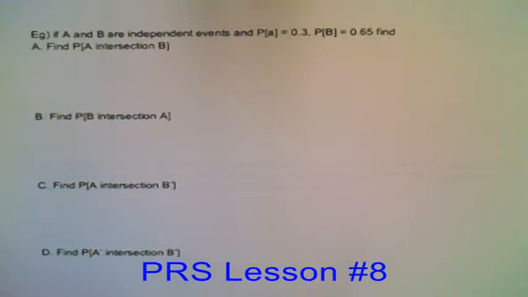If I look at this one, the probability of B intersection A. They're dependent, so that's the probability of B times the probability of A given that B has already occurred. The probability of B is here, it's 0.5. Probability of A given that B has already occurred is right here, 0.4. Multiply that out, I'm going to get 0.2.